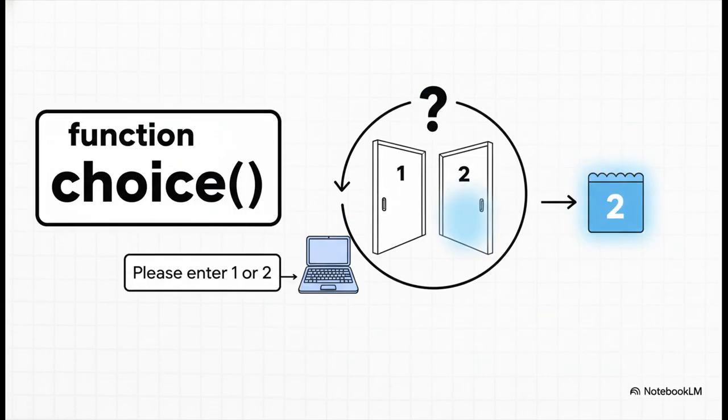Okay, the second piece is a function called choice. Now, this one's a little smarter. It asks the player to pick a door, and it's got a while loop to make sure they actually type 1 or 2. But the most important part, the thing that makes this a function, is that last line. It returns the valid choice. It sends that value back to whoever called it.